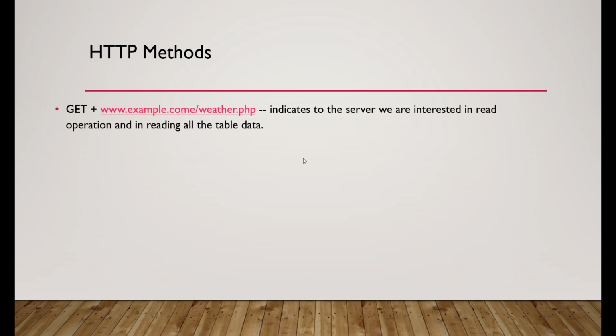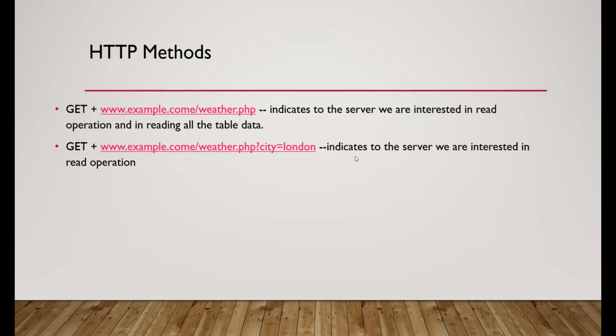Well, if we are interested in getting the data for all the resources in the database table, we use this URL along with this get method. So this get plus this URL is an indication to the server that the client is interested in reading all the cities data. But we use same get method, same URL, but we attach a query string. That means we are interested in one specific resource, and that resource could be identified by, let's suppose, city name.